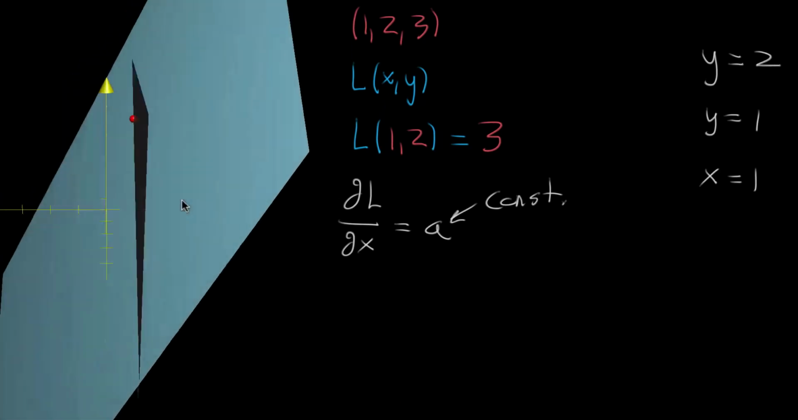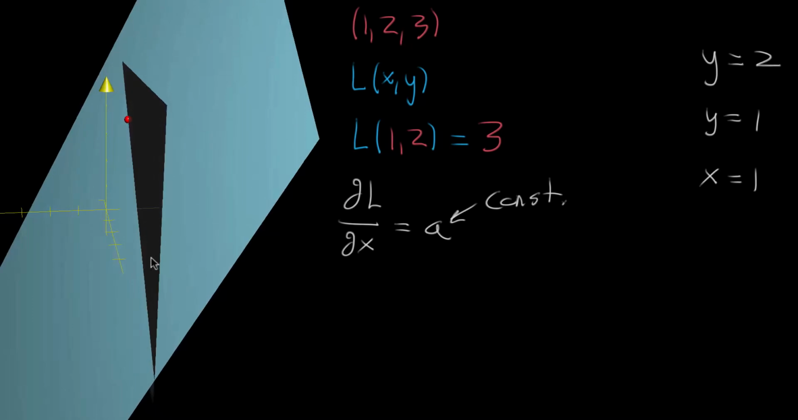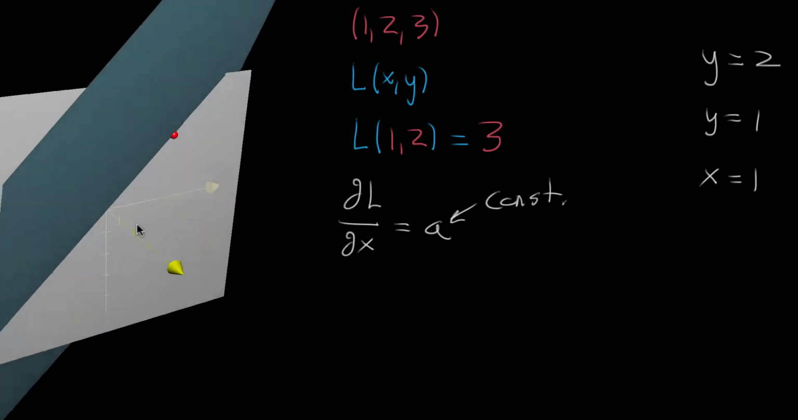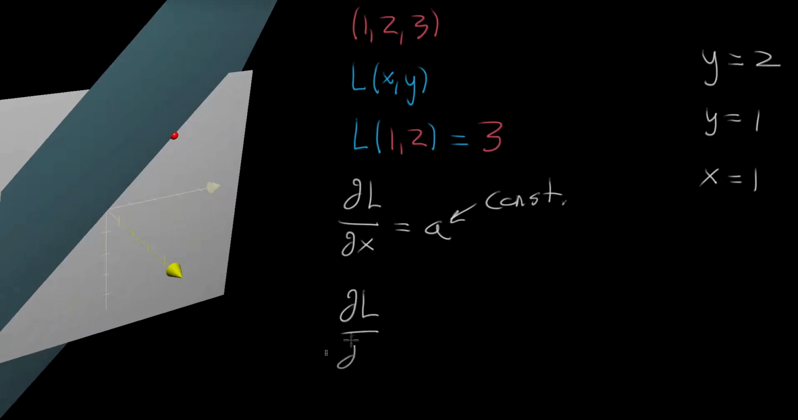But also as you move in the x direction, if you imagine slicing it with a bunch of different planes, all representing different constant values of x, you would be getting a line with that same slope. And that's telling you another powerful fact, that the partial derivative of L with respect to y, if you're moving in the y direction, is equal to some other constant that I'm going to call b.